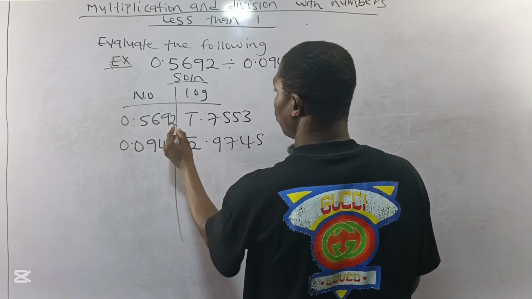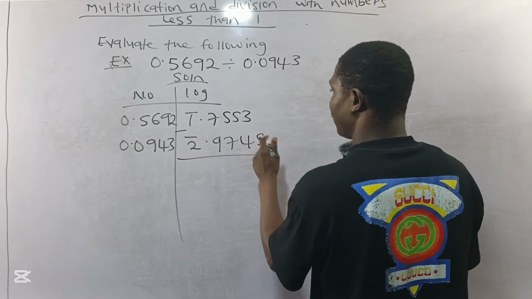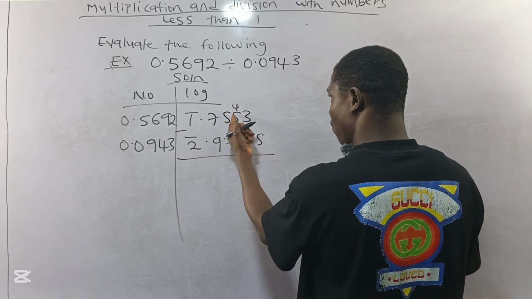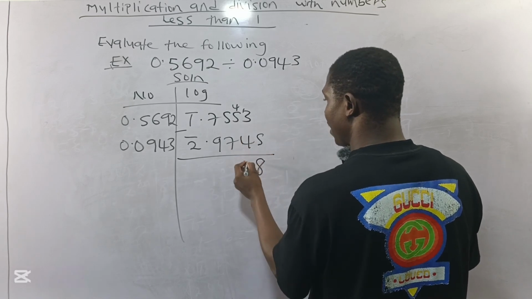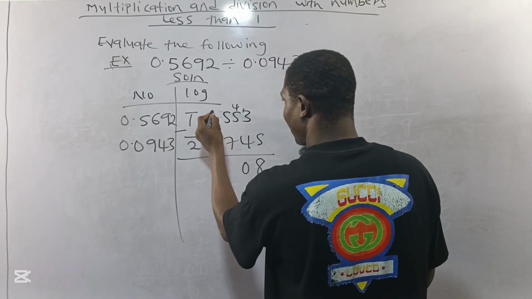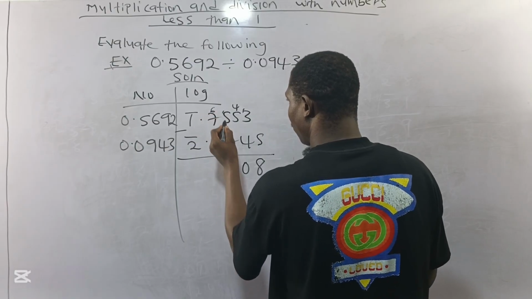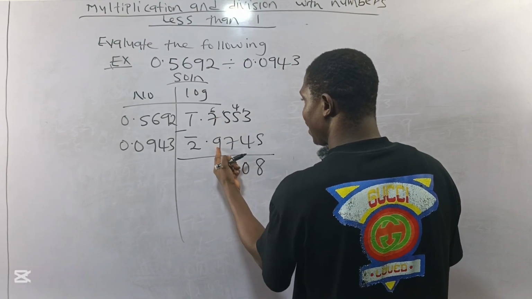So since it's division, we have to subtract. Now, 3 minus 5 cannot. I'll take 1 from here. Here becomes 13. 13 minus 5 will give me 8. 4 minus 4, 0. 5 minus 7 cannot. If I take 1 from here, here becomes 6. Here becomes 15. 15 minus 7 is 8. 6 minus 9 cannot.